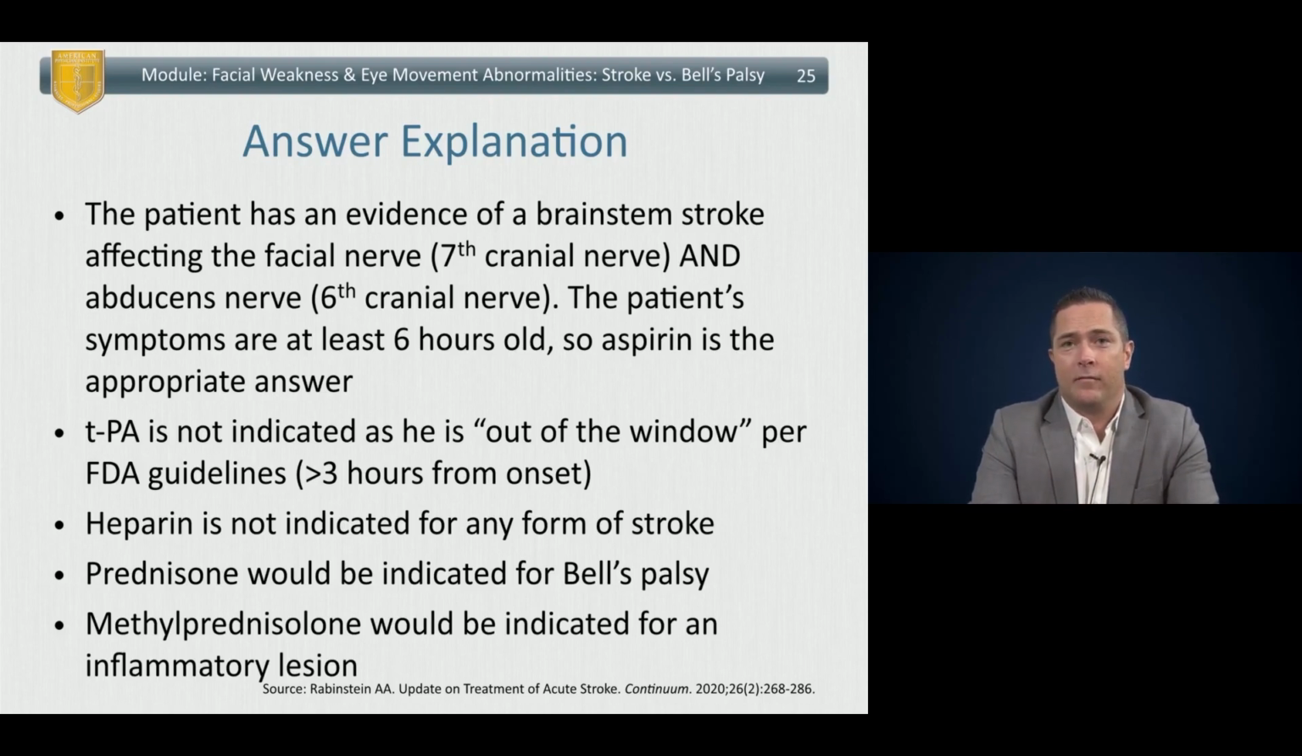TPA is not indicated. Though the patient's had a stroke, he's well out of the window. In the case, it says that symptoms started at least 6 hours ago, which is why he decided to come in, so he's beyond the 3-hour window. Heparin's not indicated for any form of stroke or other neurologic disorder, essentially. Prednisone would be for Bell's palsy, which he does not have, and methylprednisolone would be indicated for an inflammatory lesion, which he does not have.